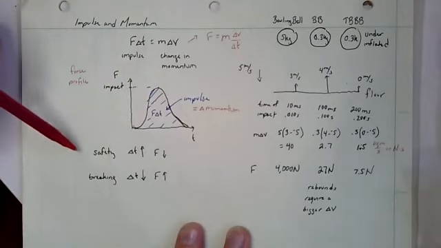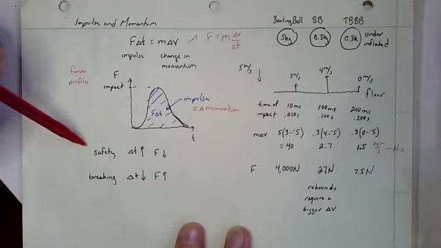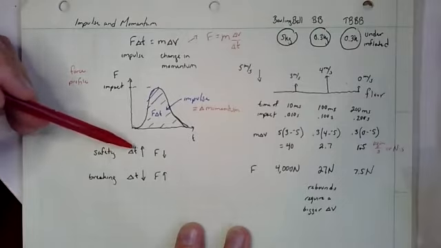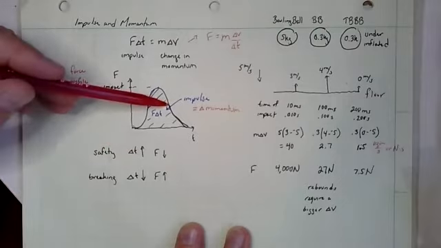So if we're trying to do things safely, like drop an egg on the floor but use a pillow, or in cars, seat belts, airbags, crumple zones on the front of the car, all designed to increase the time over which this impulse is going to occur.